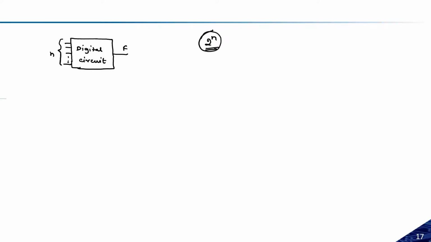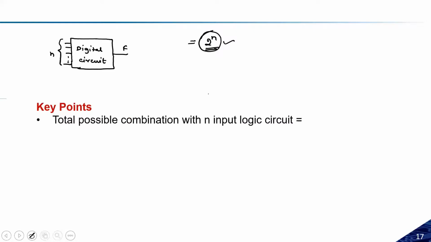Let me repeat what I am saying. Whatever formula we have written here, 2 to the power n, indicates some of the possibilities with which we can validate a digital circuit, but this is not all possible combinations. Okay, so what are all the possible combinations in any digital circuit? This is the key point that I want to explain to you. The total possible combinations with an n input logic circuit is equal to 2 to the power 2 to the power n. This looks very strange, but this is true. I will tell you how.